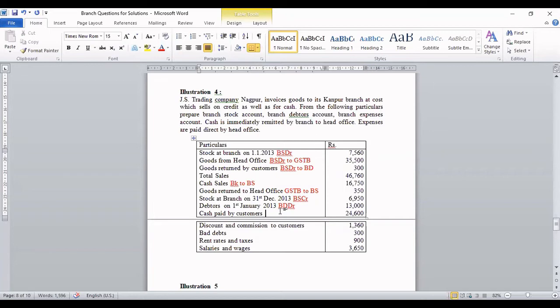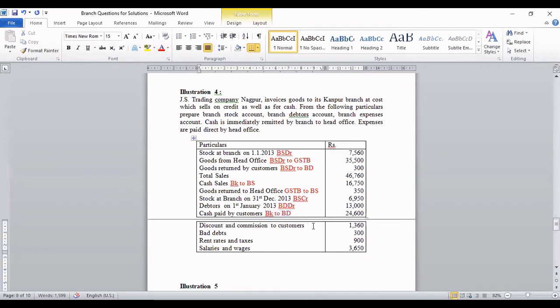Cash paid by customers. So what will be the entry? Cash account debit to debtors account. Exactly. Instead of cash, can we write bank? Because we are remitting all amount to head office. Bank account debit to, who is giving money? Branch debtors, na beta? Yes or no? Exactly. Very good. Then next one.